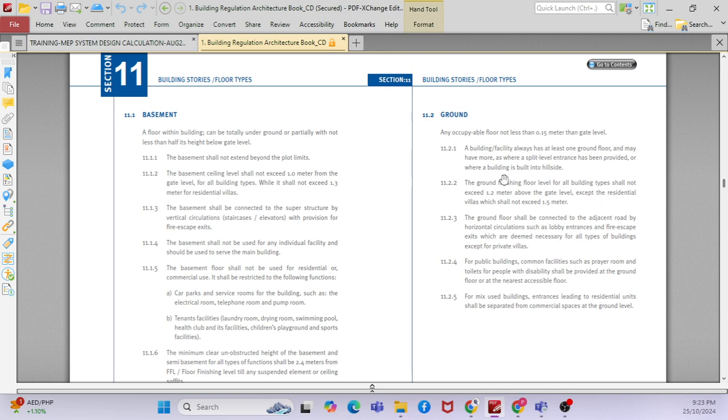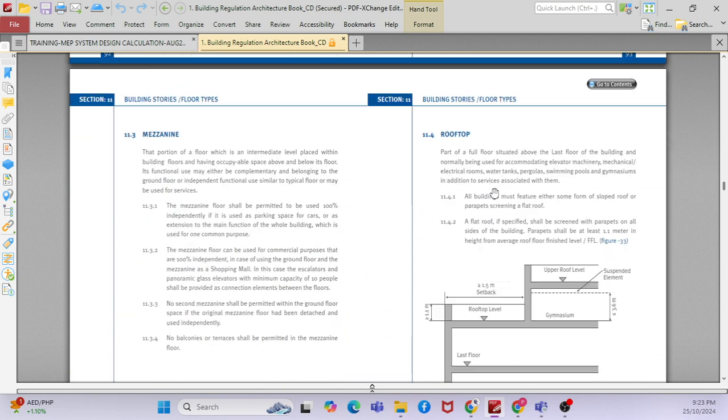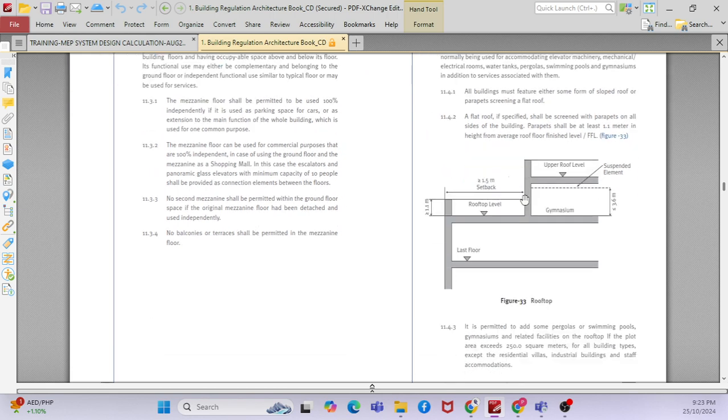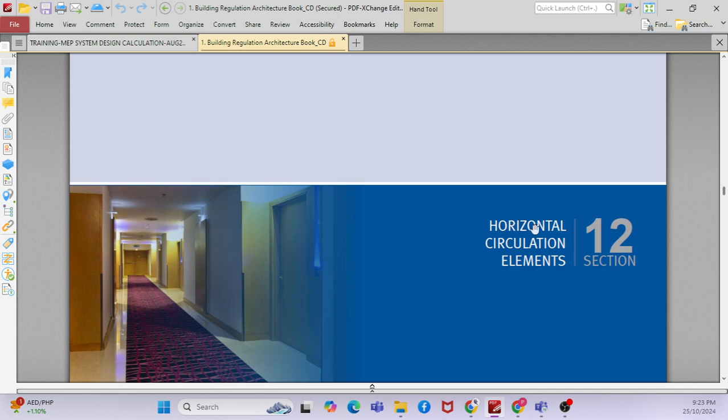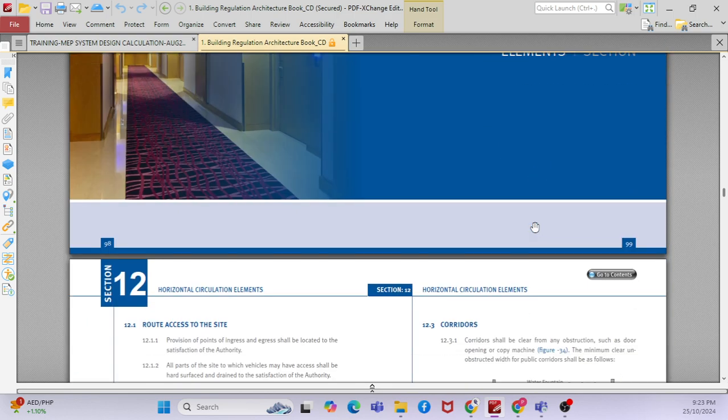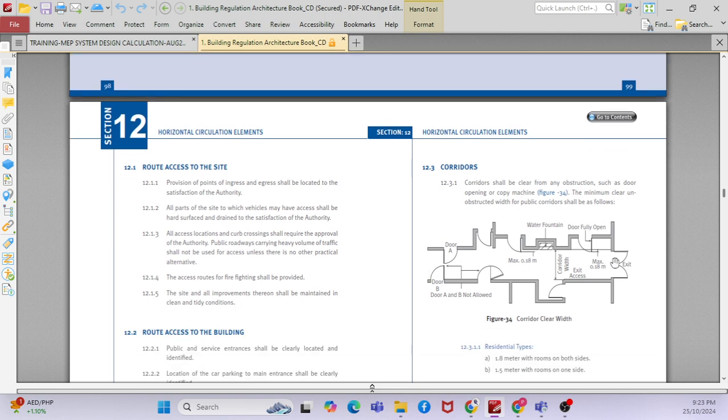This is the basement area, ground floor. How to design a mezzanine, how to design a rooftop, right? This is just basic. You don't need to spend a lot of time on this, but just understand the architectural guideline. See, this is the corridor for a commercial building or residential project. You have a corridor. So what is the minimum dimension you have to provide?